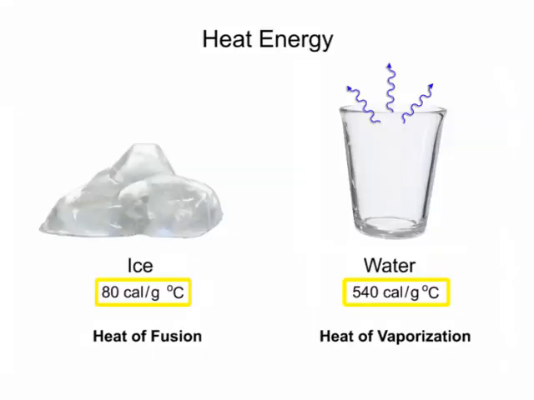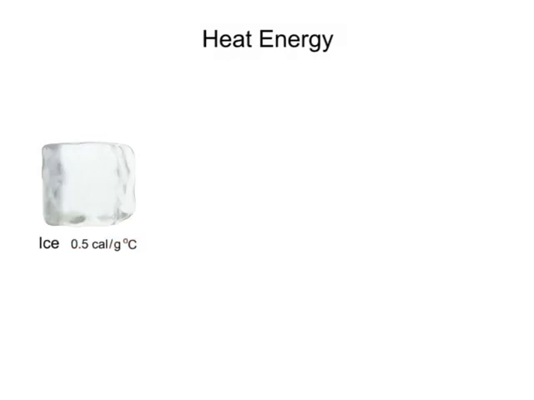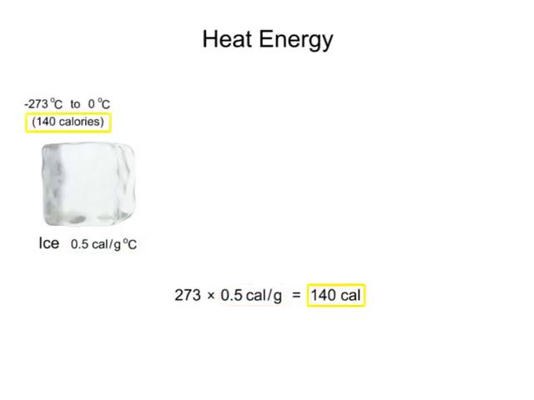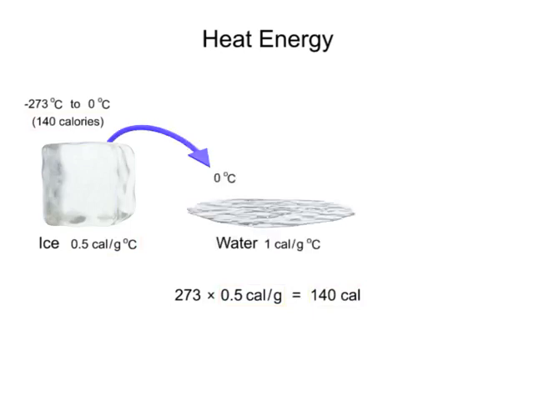With these values, it's easy to calculate exactly how many calories of heat energy are required to transform 1 gram of ice at absolute zero to steam. To warm 1 gram of ice from minus 273 degrees Celsius to 0 degrees Celsius would be 273 times 0.5 calories per gram, or about 140 calories. The phase change of 1 gram of ice to liquid water requires 80 calories.